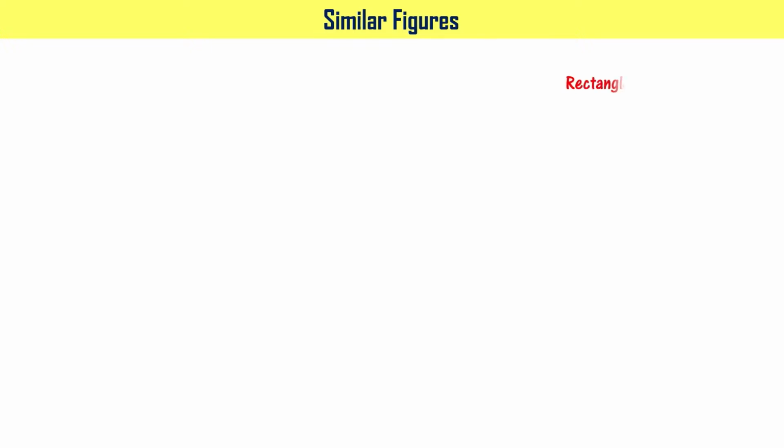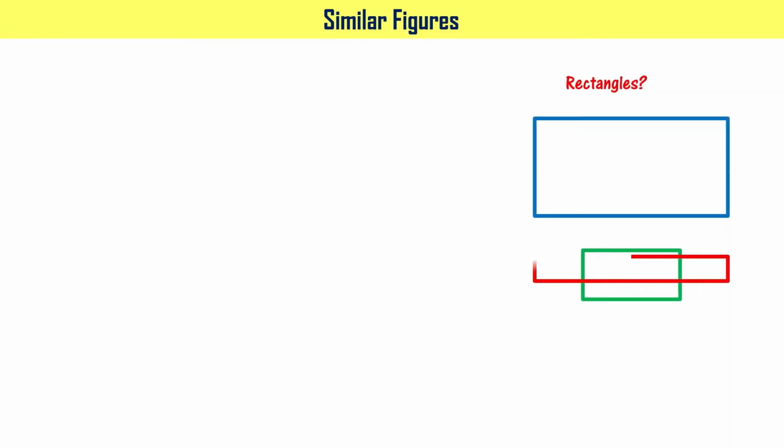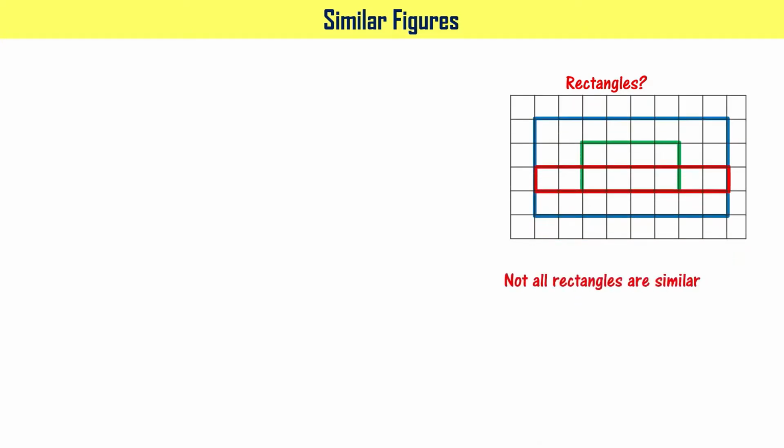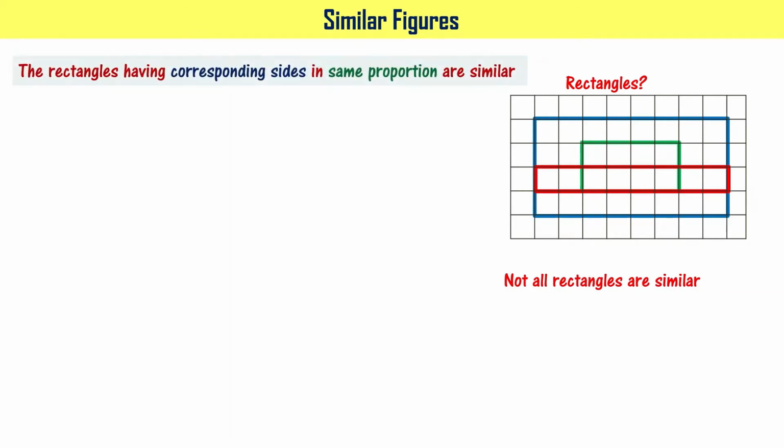Let's understand a bit about rectangles now. Let me draw few rectangles as shown here. I say that not all rectangles are similar. The rectangles having corresponding sides in the same proportion are similar. What does it mean? What are corresponding sides? Lengths of rectangles are corresponding sides and widths are going to be corresponding sides, right?